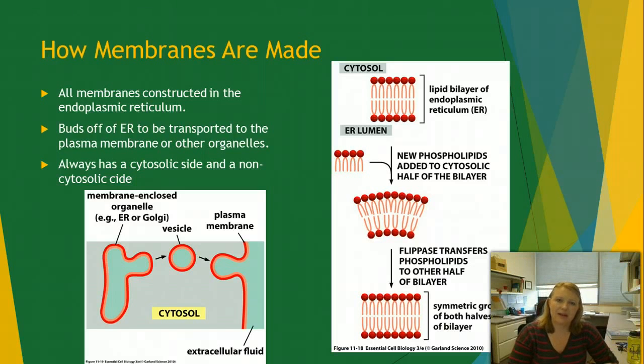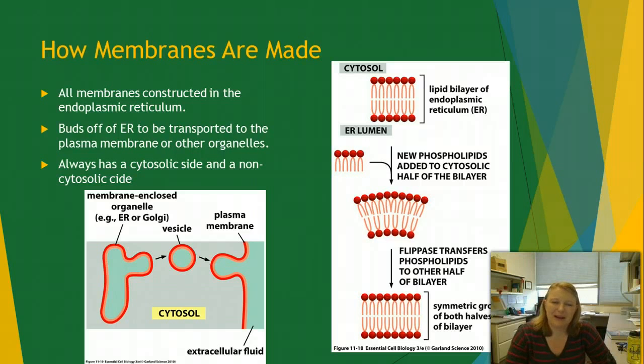And so what will happen is the ER lumen will generate these phospholipids. They're going to get added to the cytosolic half of the bilayer. And then there's an enzyme called flippase that will then flip the extra ones onto the other side to create that even, symmetric growth of both layers. Now remember, when it's being built, they're symmetrical. Once all the components of the membrane get added, that's when it becomes asymmetrical. And at that point is when directionality matters. The cell has to keep track of the cytosolic side and the non-cytosolic side.